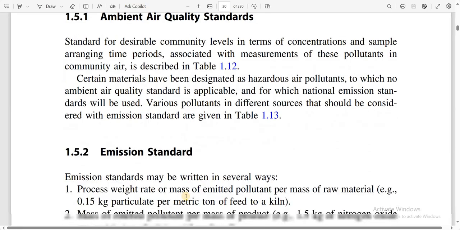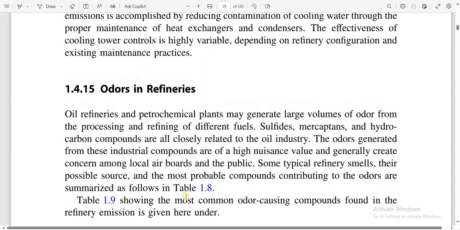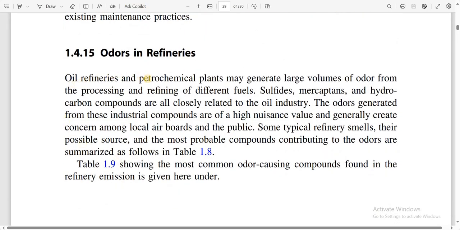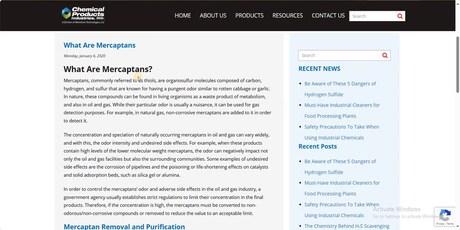So, odor in refineries. The oil refineries and petrochemical plants may generate a large volume of odor from the processing and refining of different fuels. Sulfides, mercaptans. What are mercaptans? Let's see.